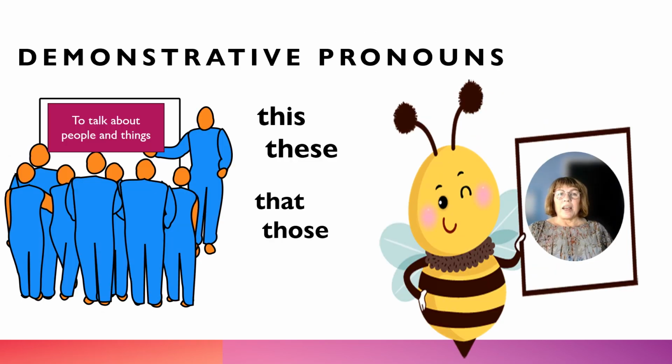So don't forget this, these, that, those. We call them demonstrative pronouns. You don't really need to know the grammatical terminology, but you do need to know that when you use this, these, that, those, you're talking about people and things.